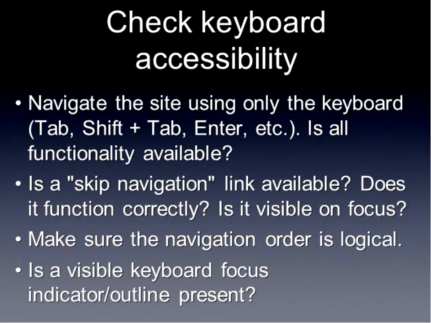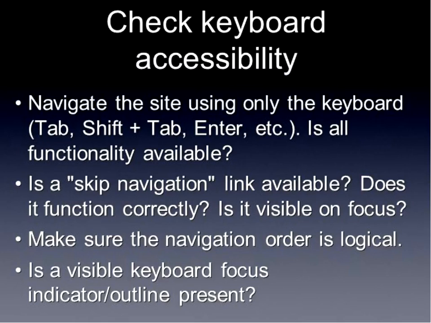Okay, next in our methodology for evaluation is to check keyboard accessibility. Fortunately, this is relatively easy to check. Just put that mouse away. Stop using the mouse or your touchpad and use only the keyboard to navigate through the page. You would use Tab to navigate forward through links and form controls, Shift Tab to navigate backwards, Enter generally to activate something that currently has keyboard focus.